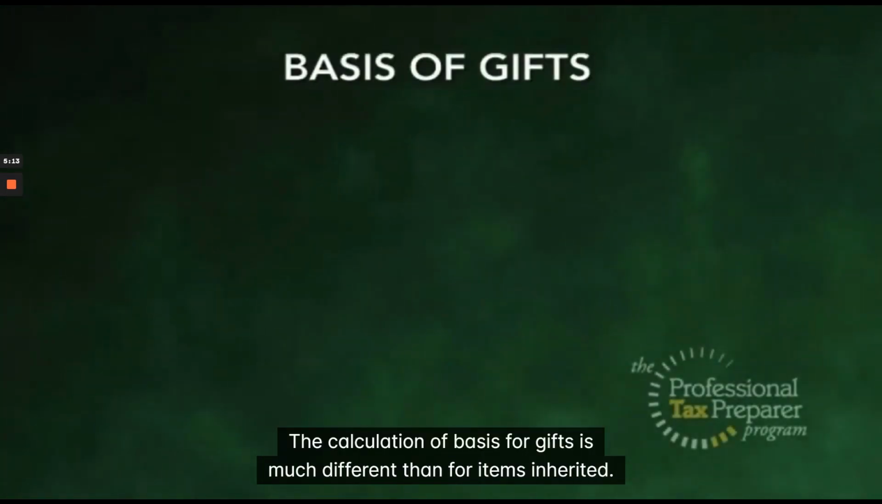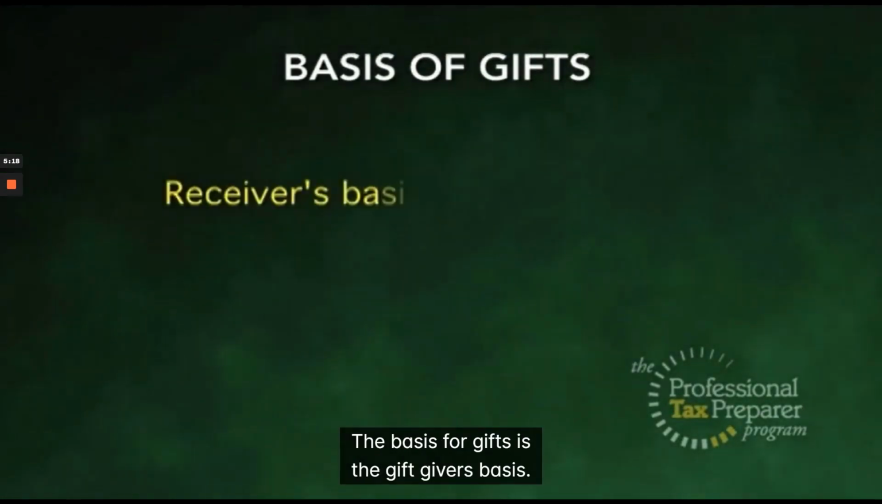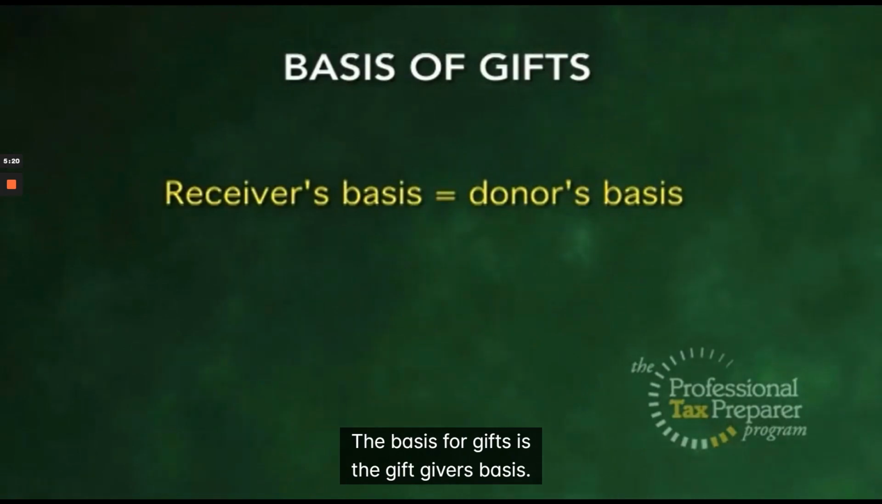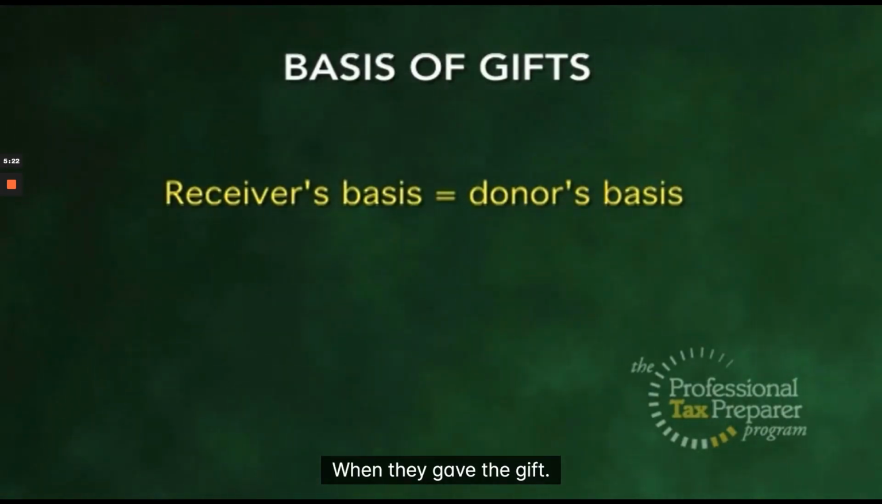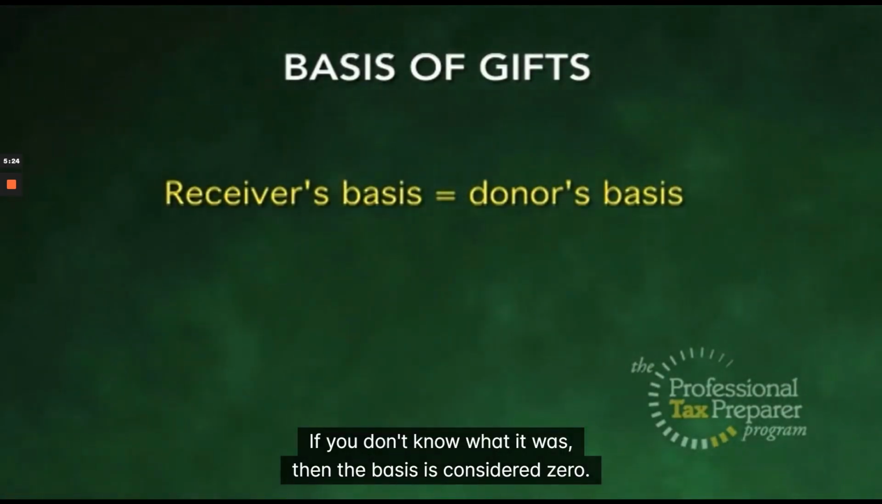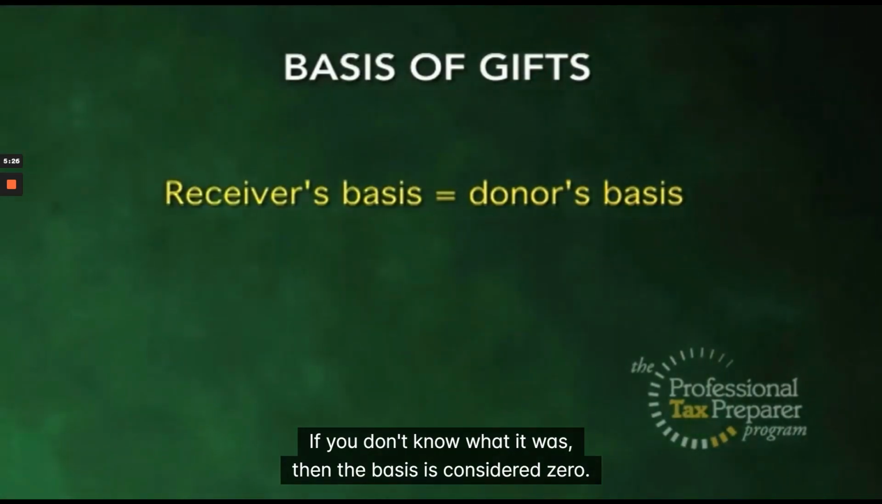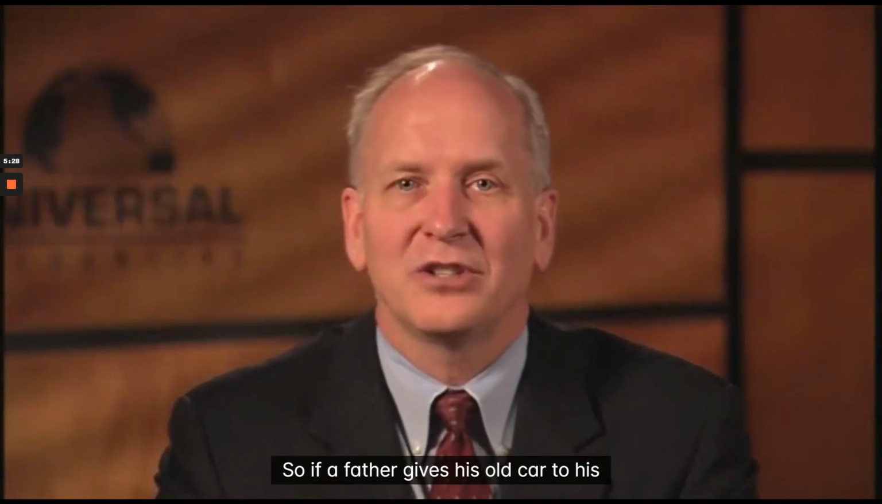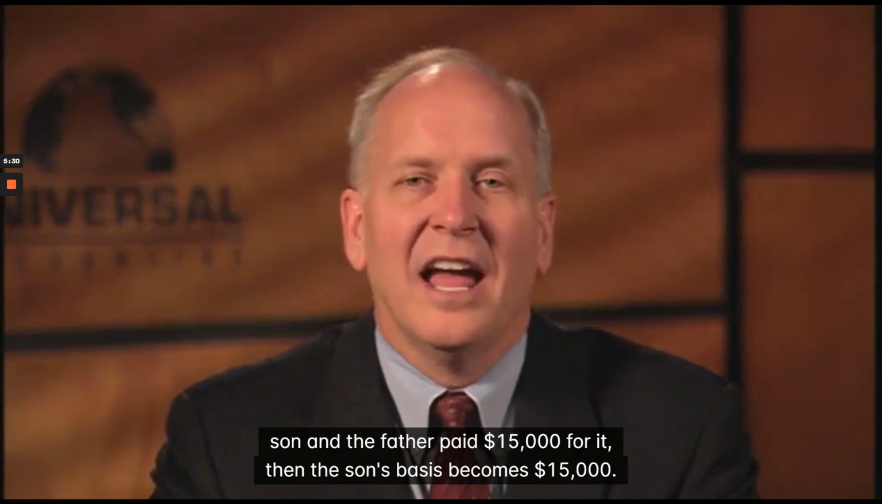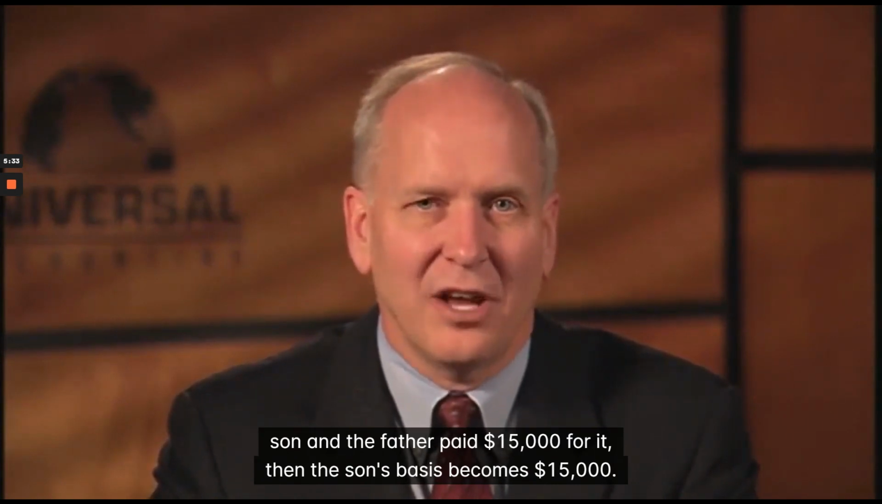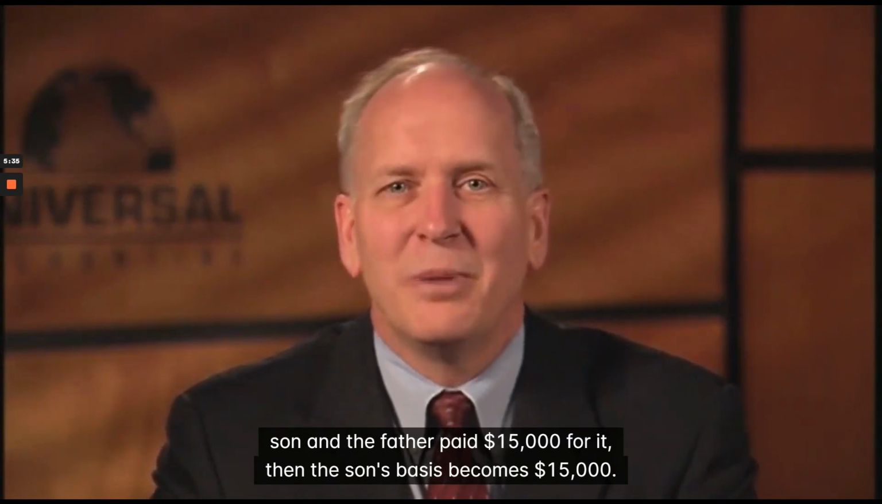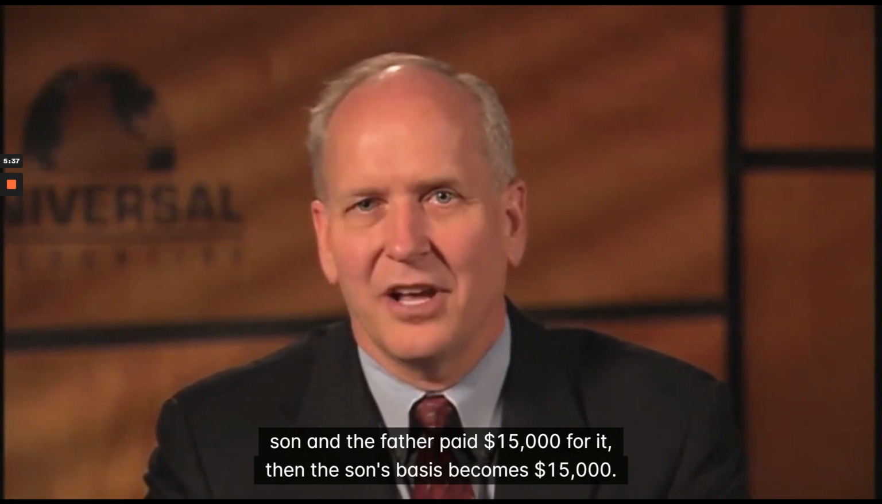The calculation of basis for gifts is much different than for items inherited. The basis for gifts is the gift giver's basis when they gave the gift. If you don't know what it was, then the basis is considered zero. So if a father gives his old car to his son and the father paid $15,000 for it, then the son's basis becomes $15,000.